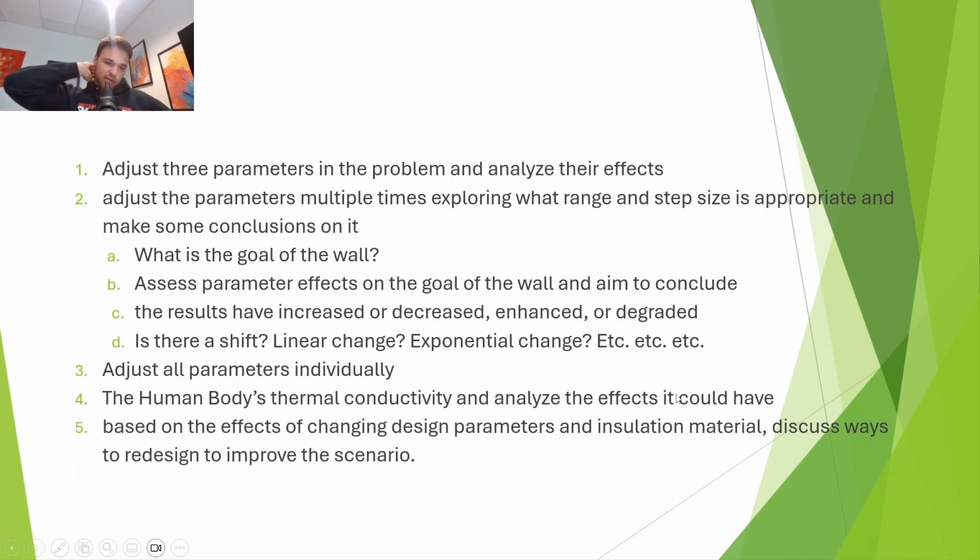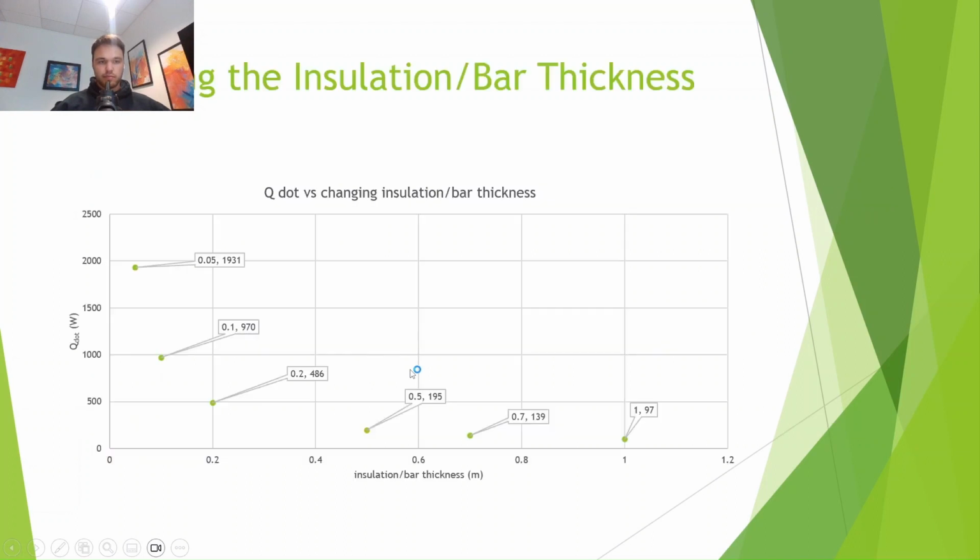Now I'm going to go over the human body's thermal conductivity and analyze the effects it could have. And then based on these effects, I'm going to go back and find a way to redesign and improve the scenario. So first I adjusted the insulation bar thickness.